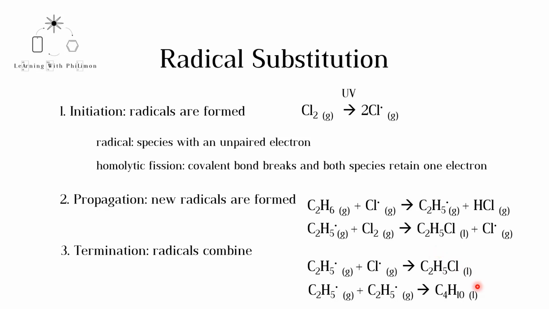This highlights one of the issues with a radical substitution mechanism. There are various byproducts that are formed, such as longer alkanes. In this case, we have shown that butane can be formed. Chloroethane may also react with another chlorine radical, starting the process again. As a result, more than one hydrogen atom, or even all the hydrogen atoms, may be replaced by halogen atoms.